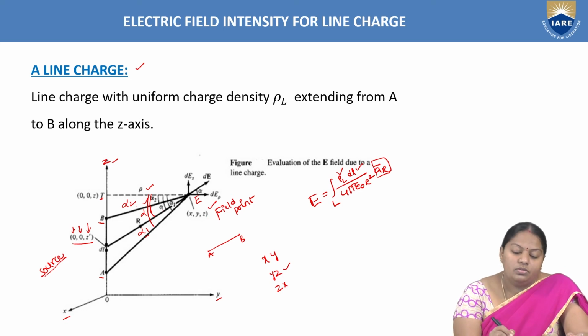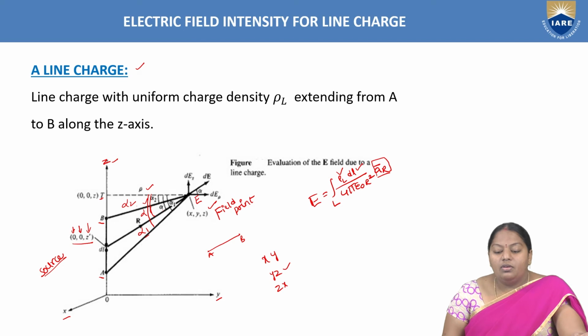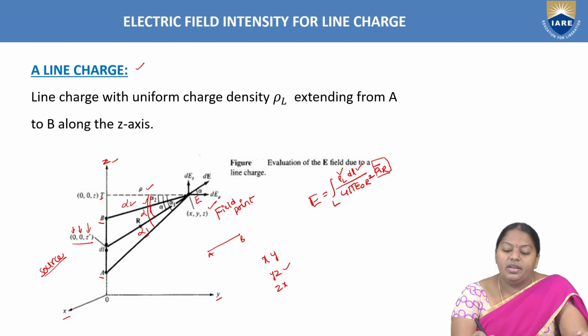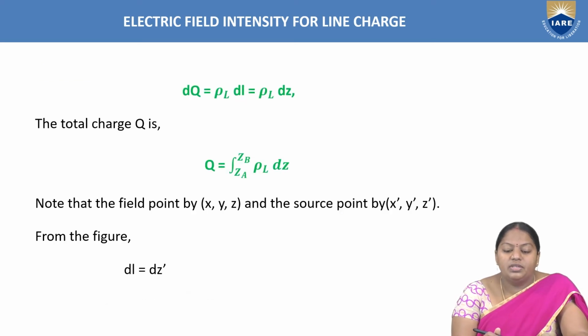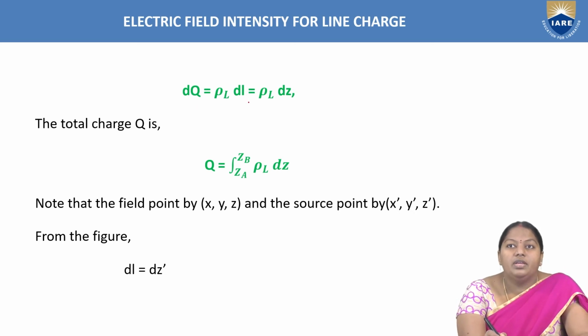Right? So from this figure, we'll consider some of the assumptions. Now, those assumptions are to be substituted in the electric field intensity E due to a line charge. Okay. So here, consider the first equation for the charge: dq equal to rho L into dl, which is equal to rho L into dz.